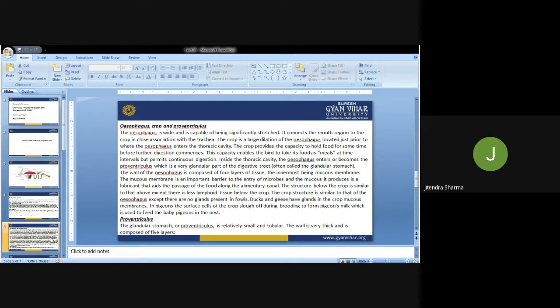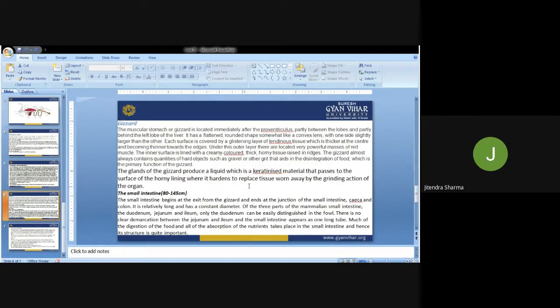Proventriculus. The glandular stomach, which we are calling the proventriculus, is relatively small and tubular. The wall is very thick and composed of five layers. Then we have the gizzard. This is a prominent structure. The muscular stomach or gizzard is located immediately after the proventriculus, partly between the lobes and partly behind the left lobe of the liver.